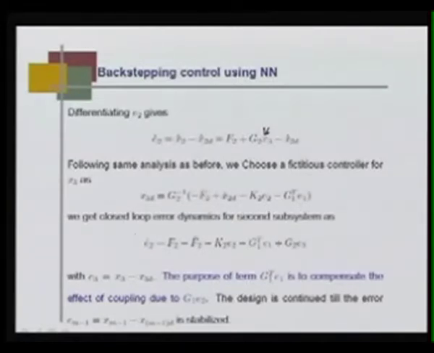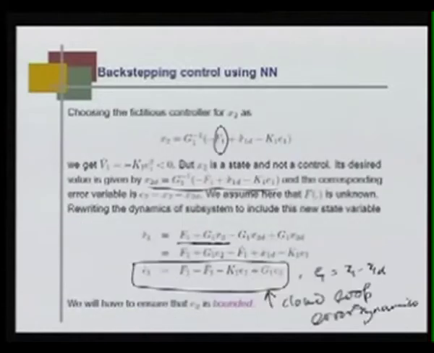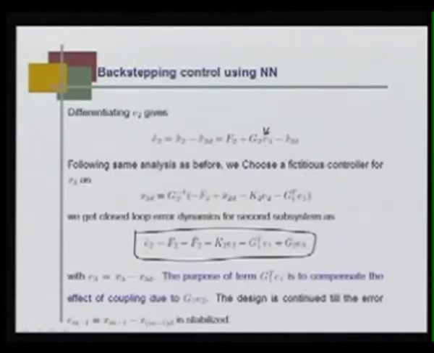Then we get the second closed loop error dynamics. e2 dot is f2 minus f2 hat minus k2 e2 minus g1 transpose e1 plus g2 e3. You see that this g1 transpose e1 is to compensate the effect of coupling due to g1 e2. You can actually derive this from first principles, the way we found e1 by taking the Lyapunov function. Similarly, you can also find what e2 dot is.